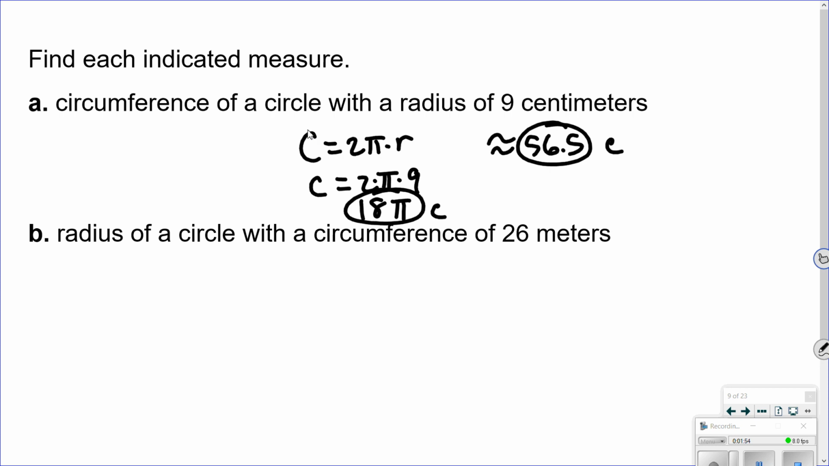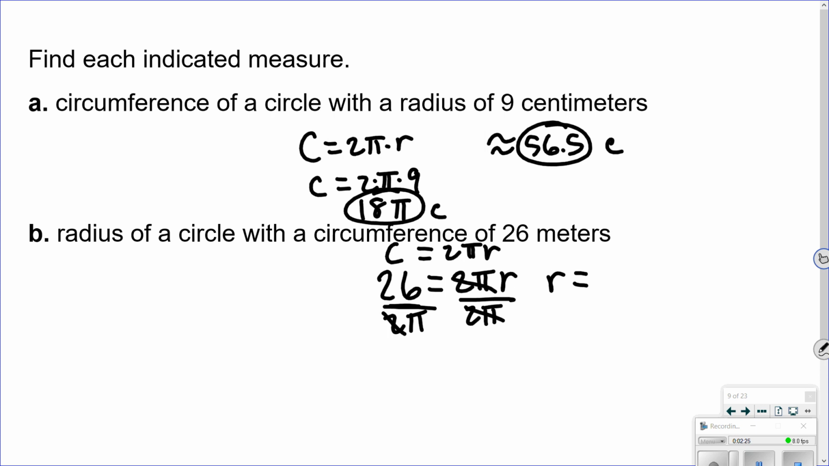B says find the radius of a circle with a circumference of 26. This is a little bit different. Now we're working backwards. We know the circumference is 26, and we want to find the radius. So I plug that into the formula circumference equals 2 pi r. I know the circumference, so I plug that in there, and now I'm just solving for the radius. In this case, I divide by 2 pi on both sides. R is equal to, and you could reduce this, 2 goes into 26 13 times, so it'd be 13 over pi.